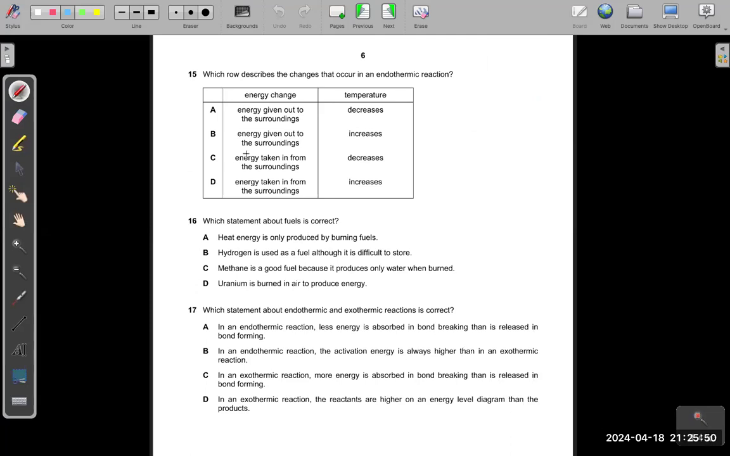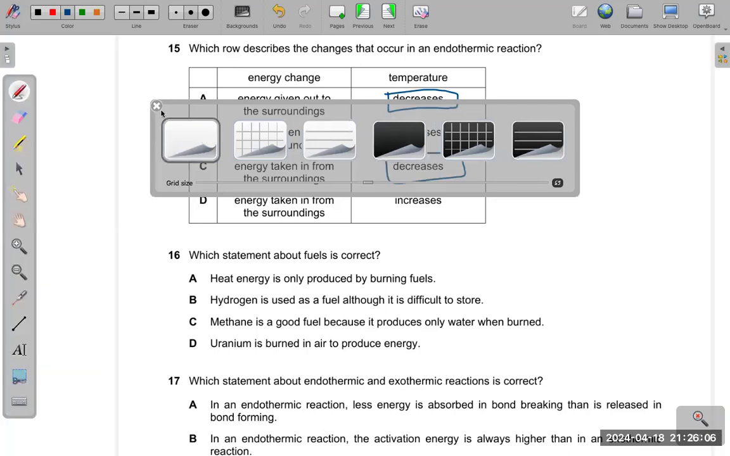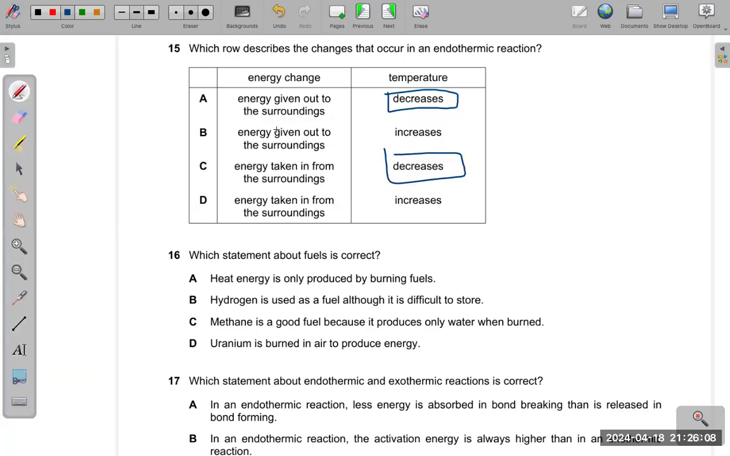Which row describes the changes that occur in an endothermic reaction? The temperature decreases in the endothermic reaction. But what happens to the energy change? Is it given out or taken in from the surroundings? If you have an exothermic reaction or an endothermic reaction, what happens? Endothermic takes in. So it's the energy taken in. So the answer is C.